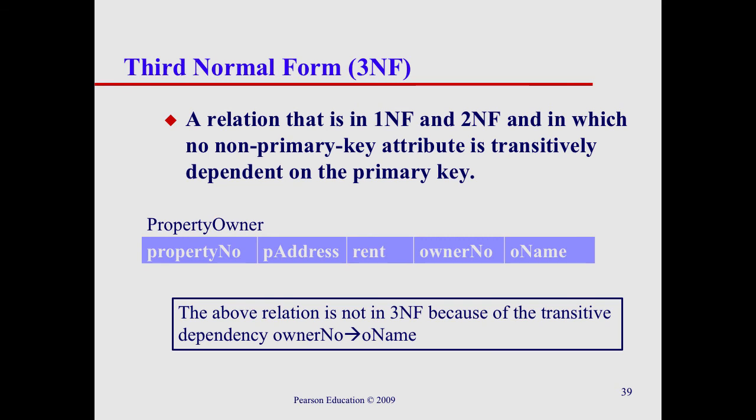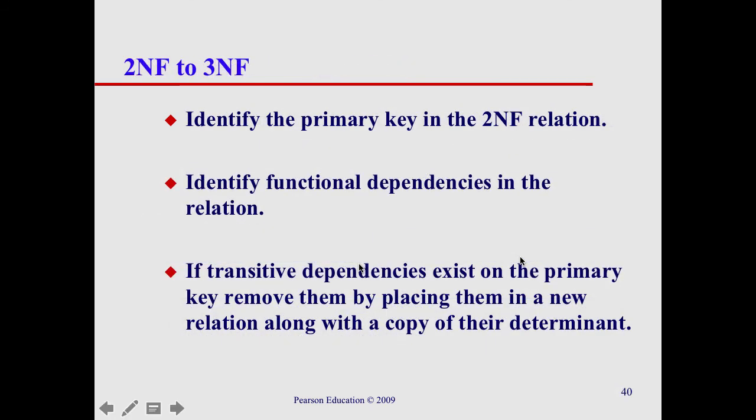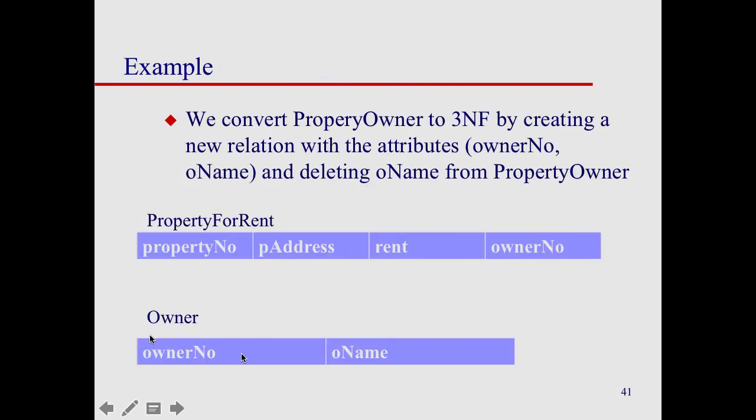And again, we are going to be getting some splitting of entities into their own relations here. In this case, the owner is going to be split off into their own relation. So the transitive dependency is owner number determines owner name. So again, same thing, we're going to move the right-hand side, which is owner name, off into its own relation. Owner number will be kept in the original property for rent relation and will also appear in the new owner relation. It will be the join attribute.